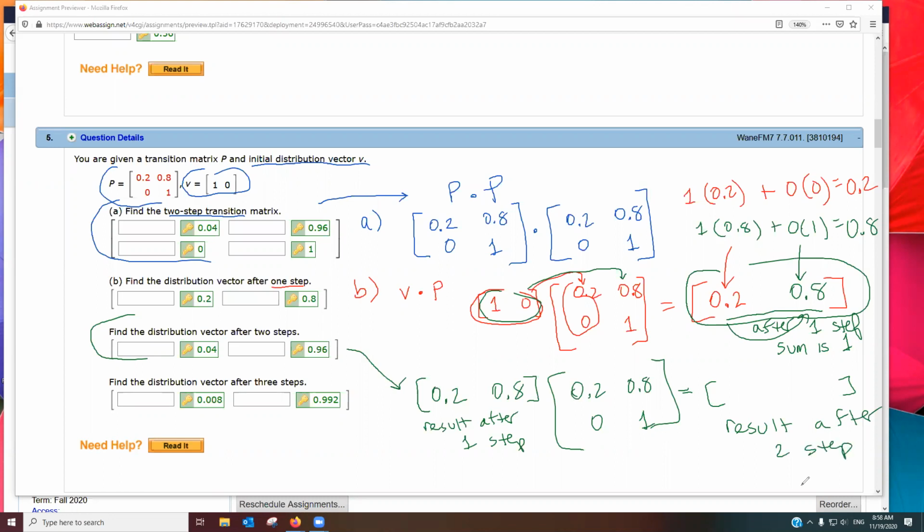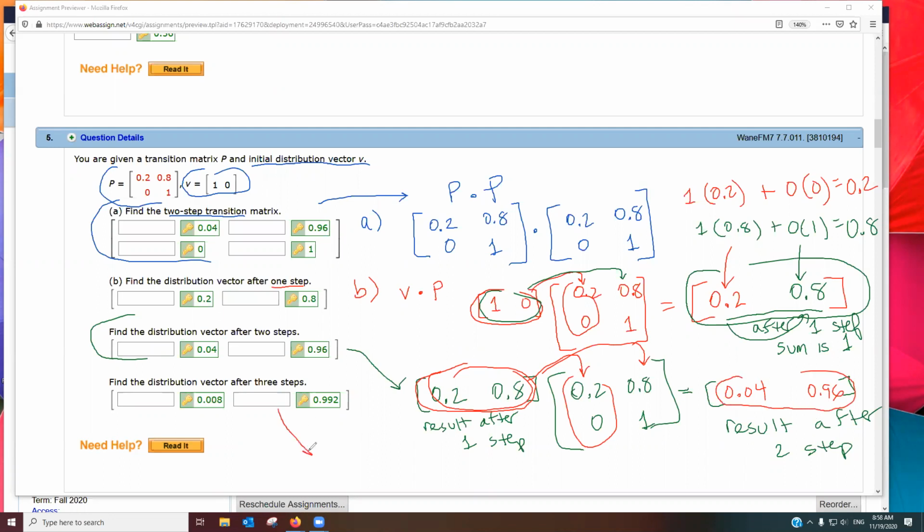Okay? And so we could just multiply these out. I guess we can do it real quick. I'm going to take 0.2 times 0.8 and multiply it by this column. If you do that, you'll get 0.04. Then I'm going to take this row times that column, and if you multiply that out, you'll get 0.96. Again, notice how these probabilities add up to 1.